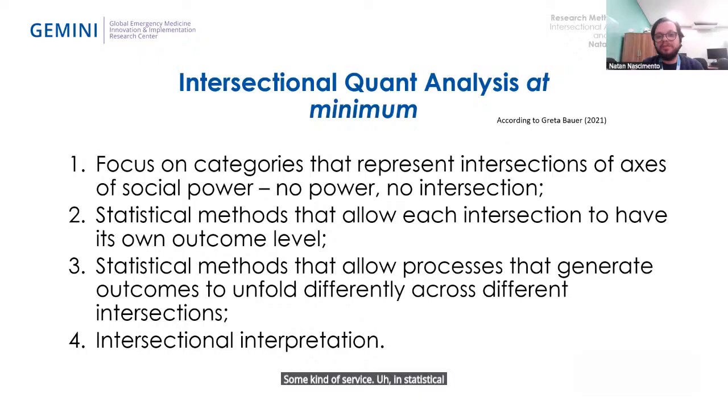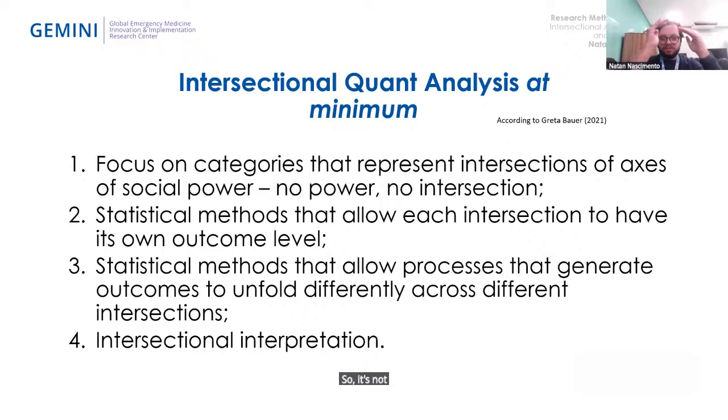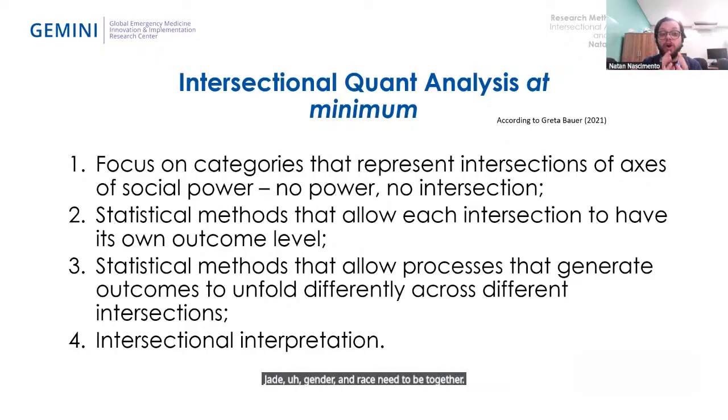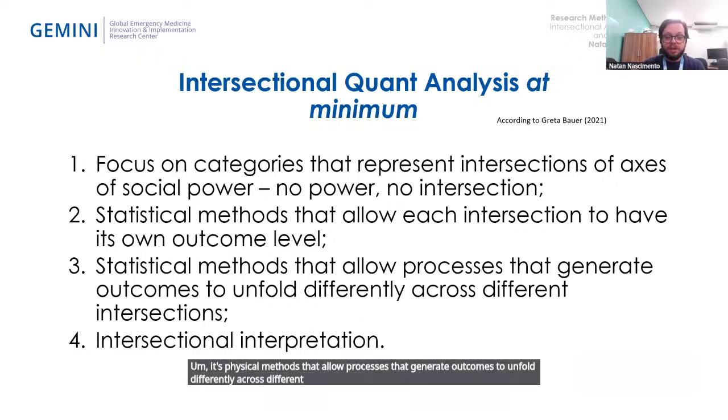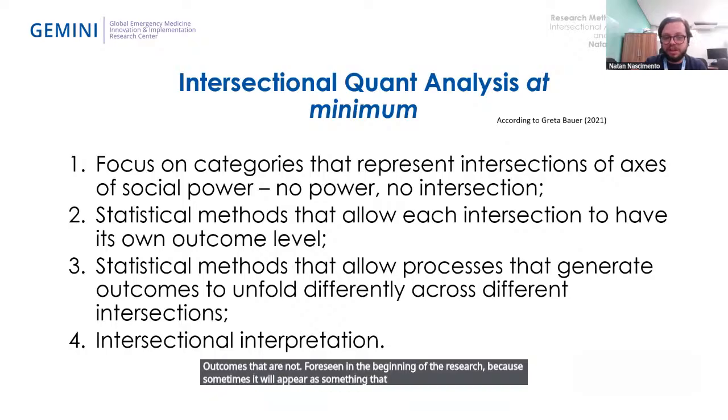Statistical methods that allow each intersection to have its own outcome level. So it's not adding up. Like, okay, I did gender and I did race and now I'm going to add up. No, gender and race need to be together, creating its own outcome level. Statistical methods that allow processes that generate outcomes to unfold differently across different intersections. So intersections can also have space for outcomes that are not foreseen in the beginning of the research, because sometimes we will appear something that is totally different than expected.